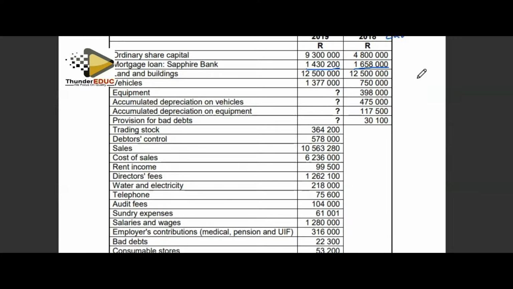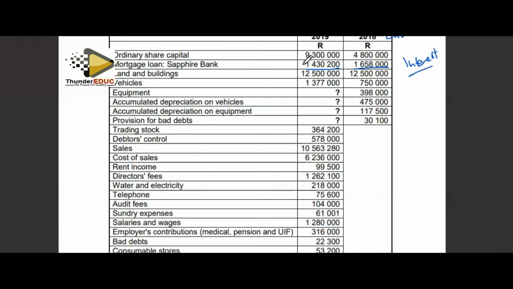Now, in the income statement, what we are interested in is the interest, not the loan amount. This loan balance will appear in the statement of financial position, okay? But in the statement of profit or loss, or call it the income statement, we're only interested in the interest which we paid on the loan, okay? Which we sometimes call the finance cost.